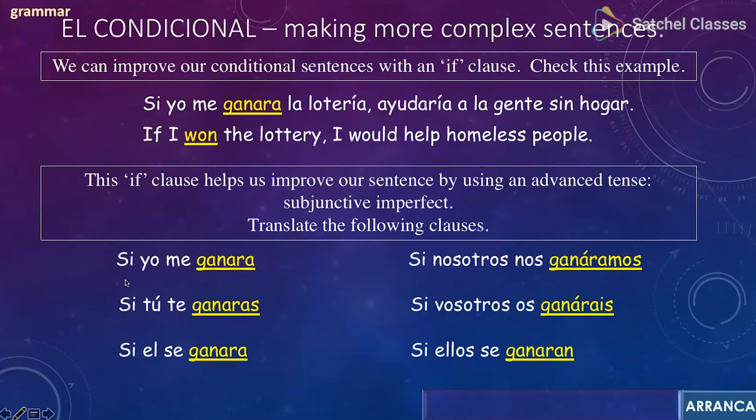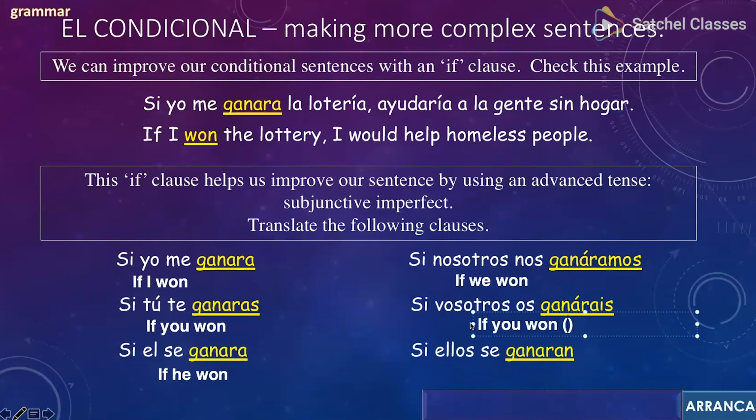And our time is up. The answers are really simple. If I won is the first one. The next one would be if you won. The next one is if he won. Then this is if we won. And if you won, and that's for plural. And finally, if they won.